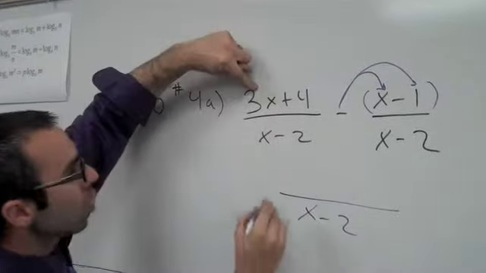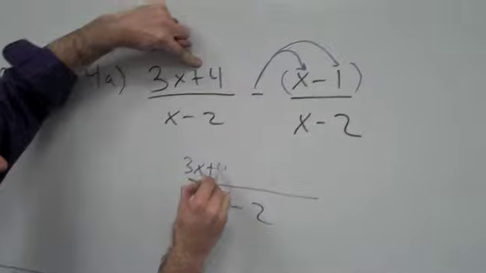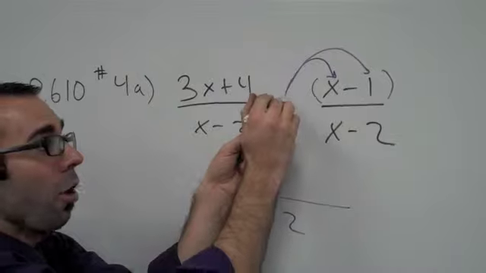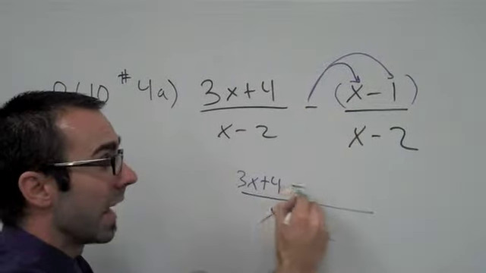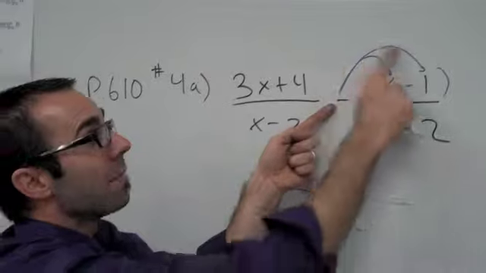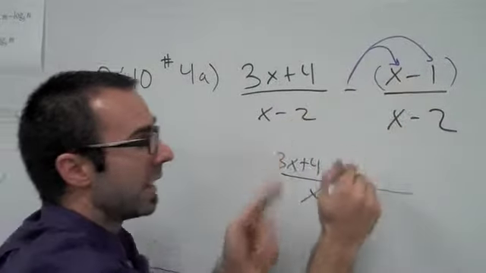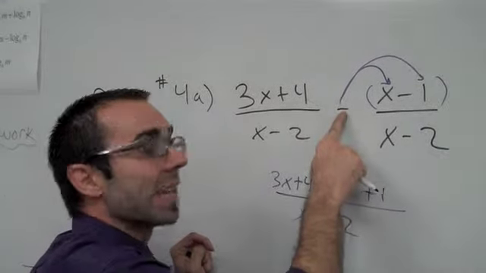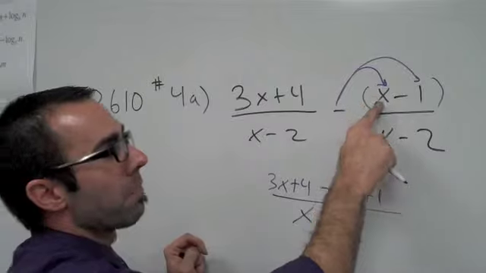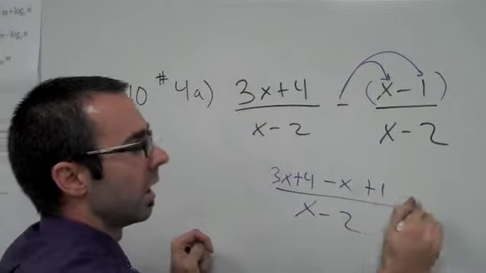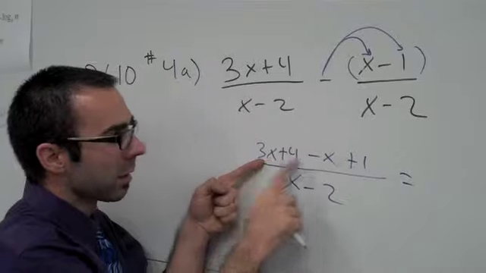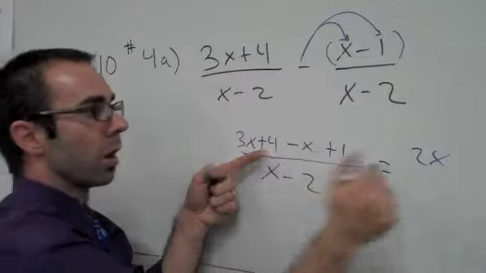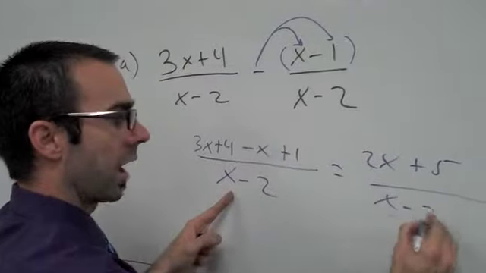So watch this. We drop down our 3x and we drop down our plus 4. But now when we distribute, negative times a positive x is a negative x. And a negative times a negative 1, a negative times a negative, is going to give us a positive 1. So the little trick there is if you have a negative sign, we need to change these signs. So we went from a positive to a negative and a negative to a positive. Now let's combine like terms. 3x minus x is 2x. 4 plus 1 is 5, all over our x minus 2.